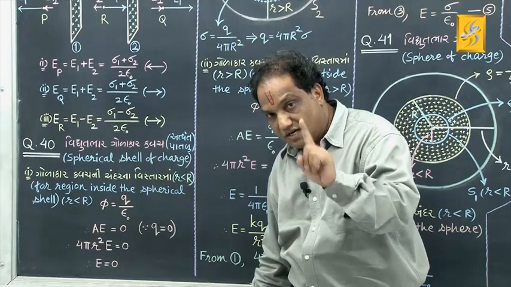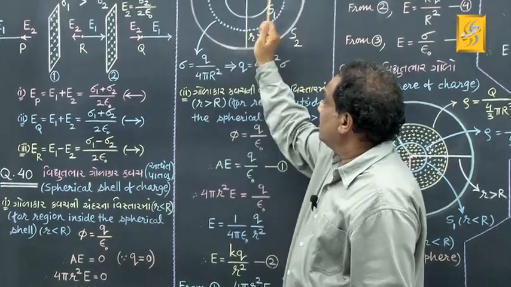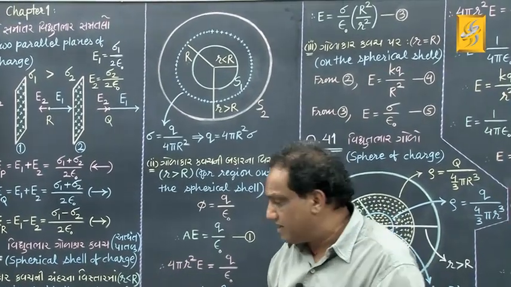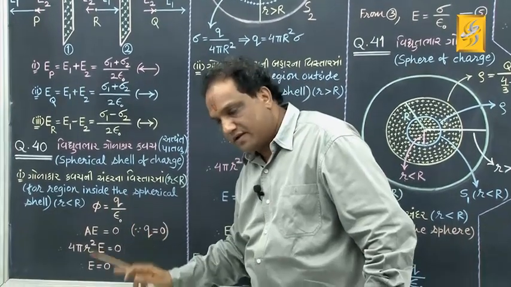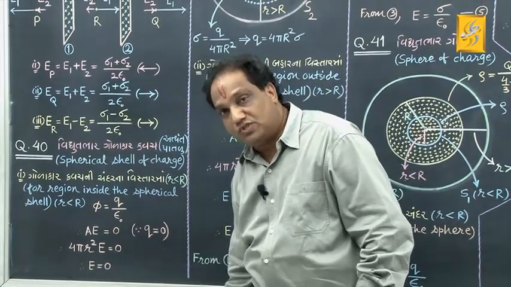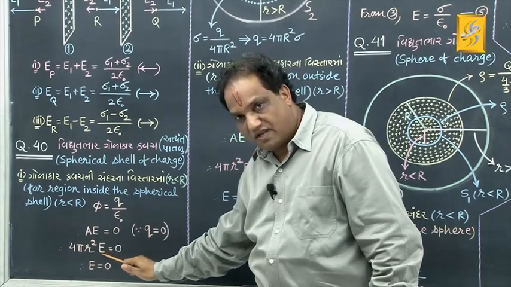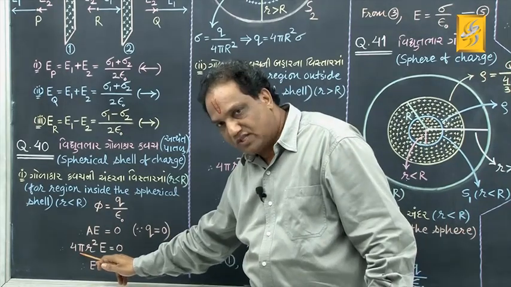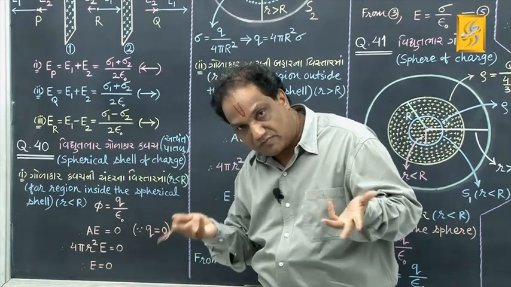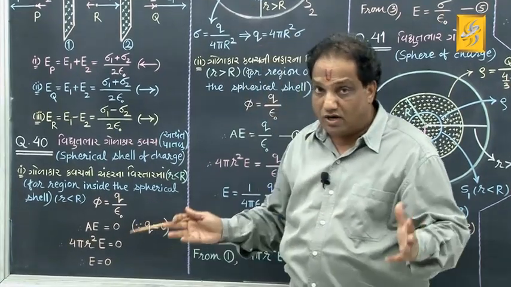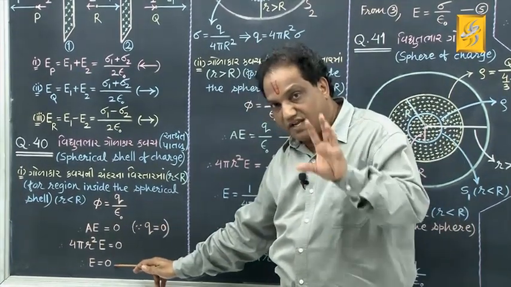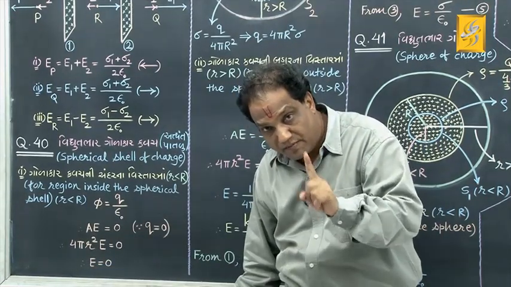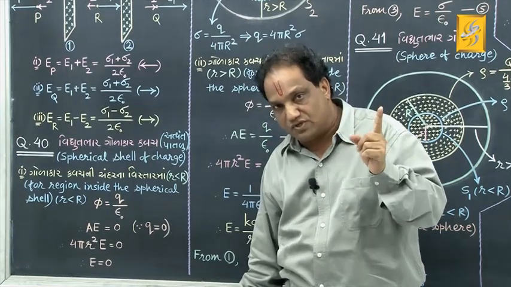What is capital A? The surface area of the considered Gaussian surface, and because it is spherical having radius small r, its surface area would be 4 pi r square, so 4 pi small r square into E must be equal to 0. From here you can infer that E must be 0, because neither 4 pi is 0 nor r is 0. So what do we conclude now? For the region inside this spherical shell of charge, the electric field is 0. Please remember this result, it will be useful to you in future.